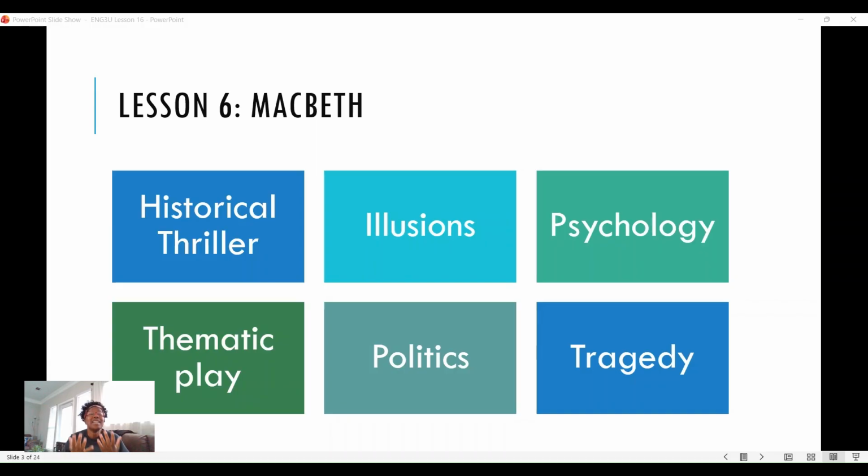They had insomnia, which is a psychological thing, because of guilt. And so psychology plays a big role in Shakespeare's Macbeth, as well as it being a thematic play. We see several themes that we've discussed throughout this play.